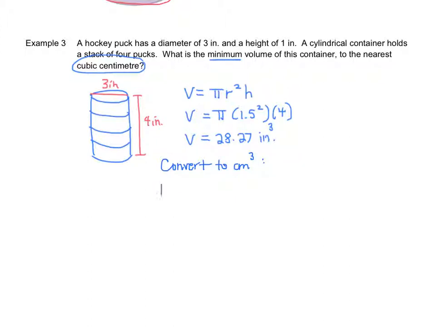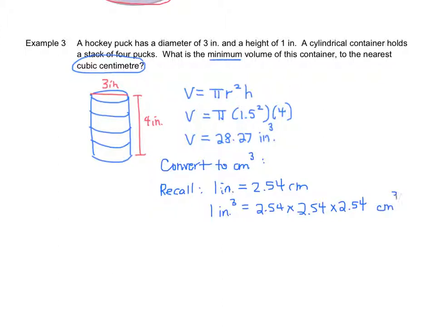Okay, so again, if you look at your conversion chart, you'll see that 1 inch is approximately 2.54 centimeters. So that means that 1 cubic inch is equal to 2.54 times 2.54 times 2.54 centimeters cubed. So 1 cubic inch is 16.39 centimeters cubed.